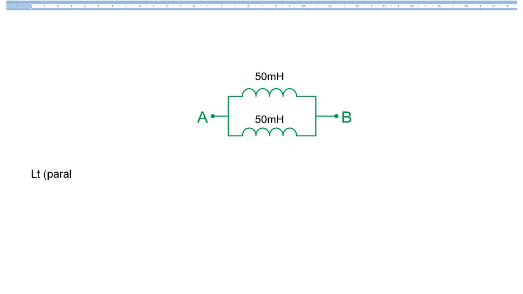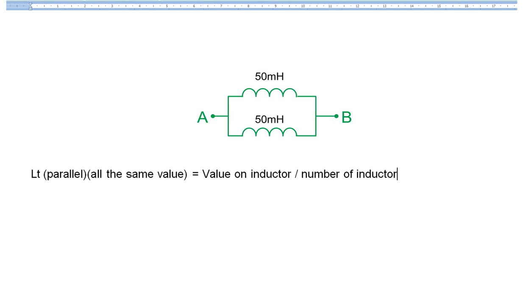LT for a parallel circuit, and they must be all the same for this to work, is the value of one inductor, and since they're all the same, it can be any one, divided by the number of inductors. So in the example above, the value of one inductor is 50. We divide that by the number of inductors, which is 2, and so the total inductance of that circuit is 25, not micro, millihenries. Very easy.